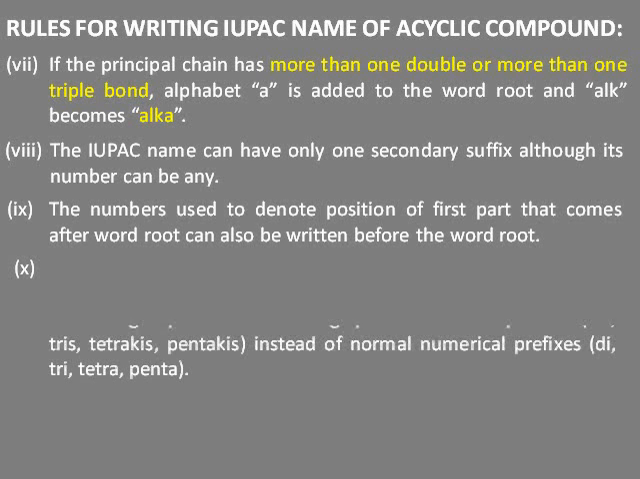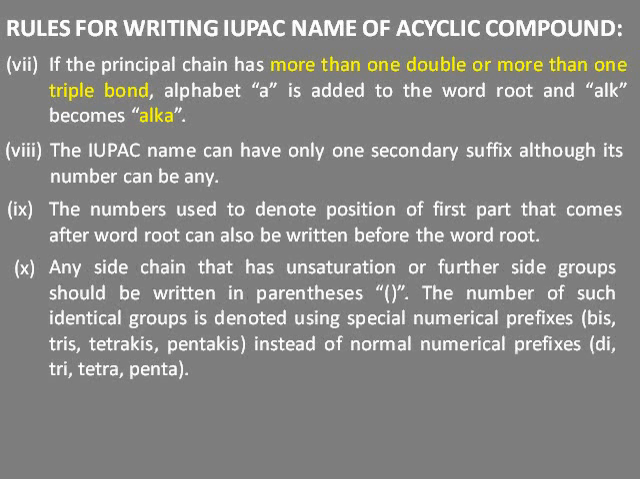10th, any side chain that has unsaturation or further side groups should be written in parentheses. The number of such identical groups is denoted using special numerical prefixes, which are bis for 2, tris for 3, tetrakis for 4, and pentakis for 5, instead of the normal numerical prefixes di, tri, tetra, penta, etc.